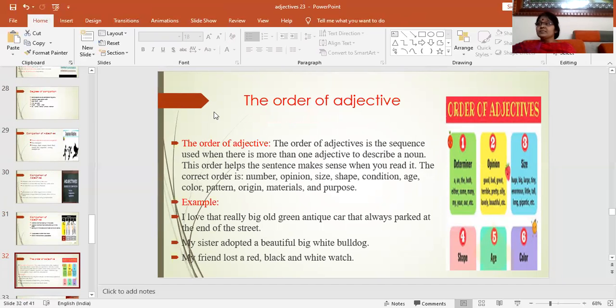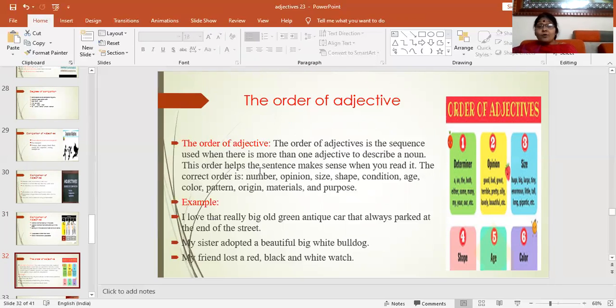Now, apart from this, adjectives, sometimes for one person, we may describe one person with many adjectives, say beautiful, tall, handsome. So what is the order of adjectives? How adjectives should come in order? Which adjective should come first? Which adjective should come second? So the order of adjectives is the sequence used when there is more than one adjective to describe a noun. This order helps the sentence make sense when you read it.